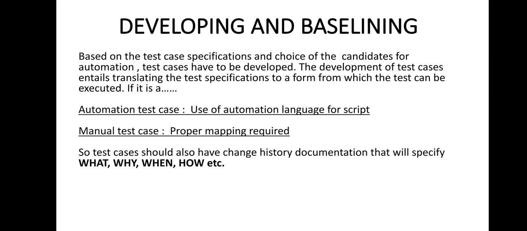So all these things come under developing and baselining the test cases, because test cases are also main work products. Those should also have change history documentation. That's why we are talking about the points what, why, when and how. More points you can consider: a brief description of how the change has been implemented, or other files affected by the change, should be prepared properly. So this is all about developing and baselining the test cases.